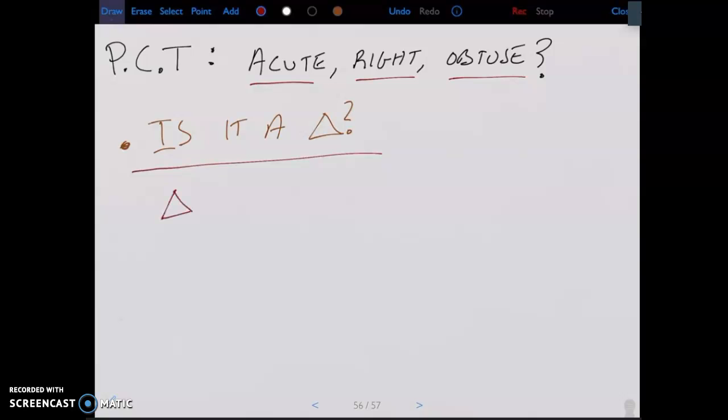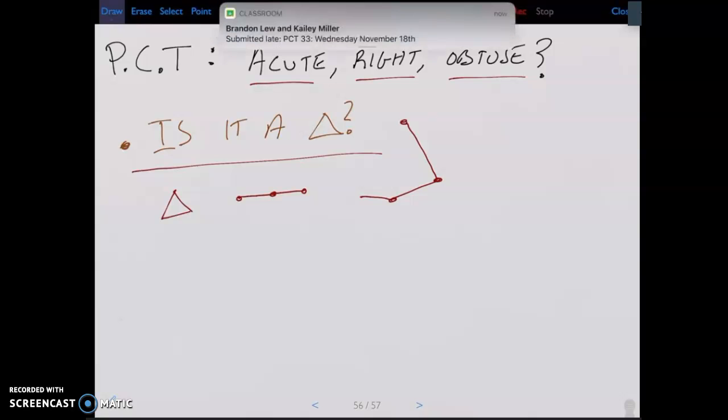It's a triangle. Or maybe it's not a triangle. Maybe it's a line. Or finally, maybe it's an open, something like that where I can't connect them. Right? So here we go. Those are my three options. Is it a triangle? Is it a line?